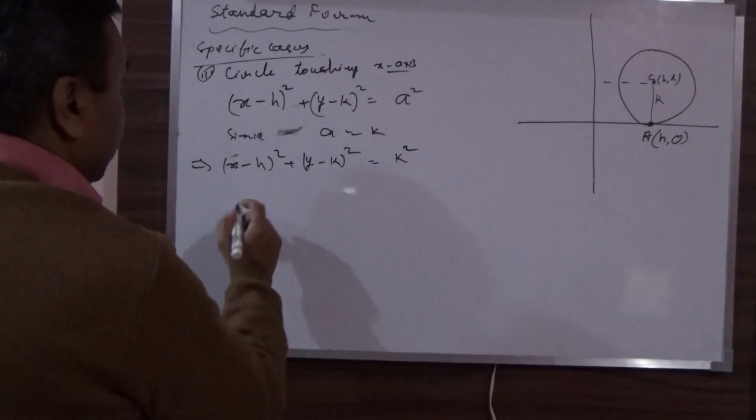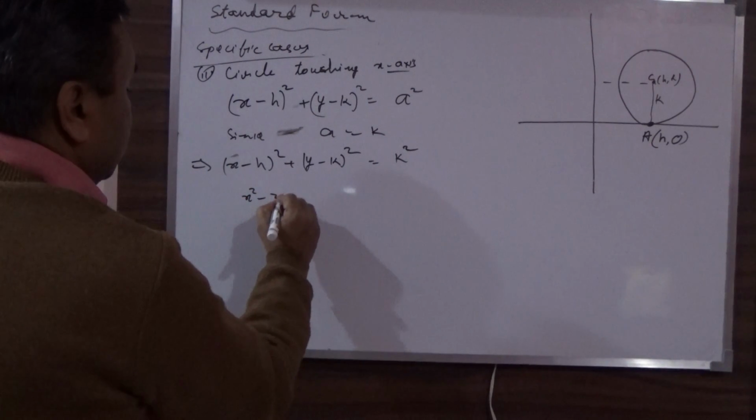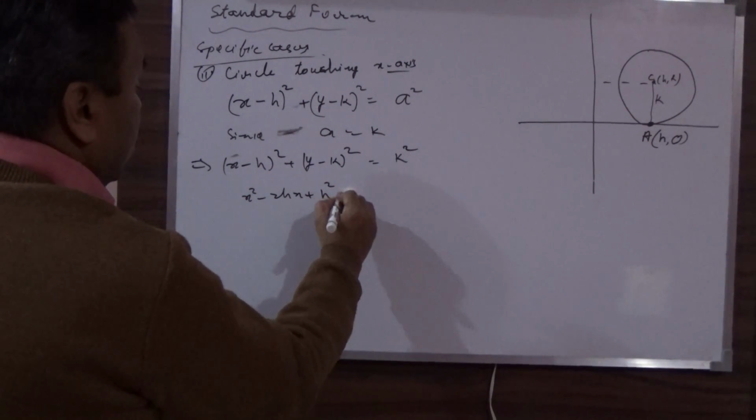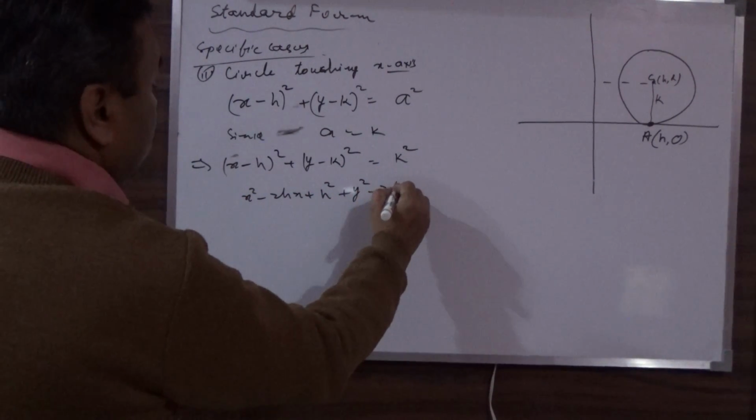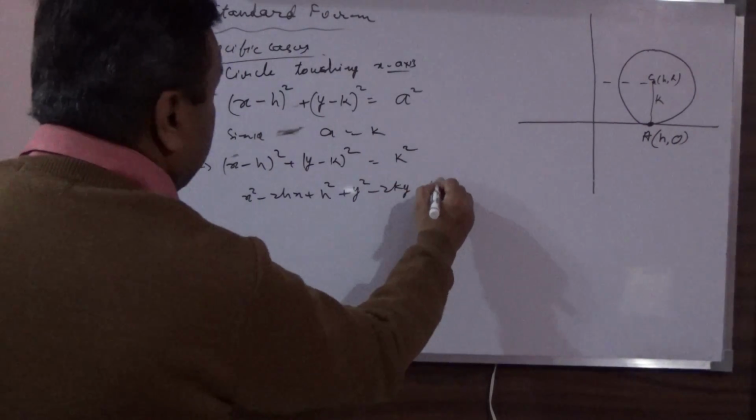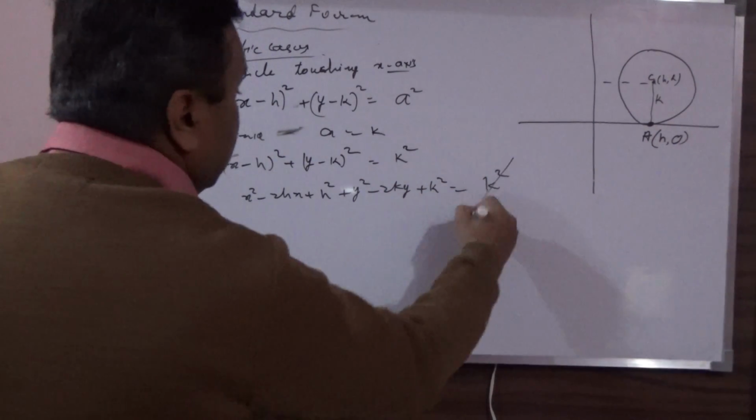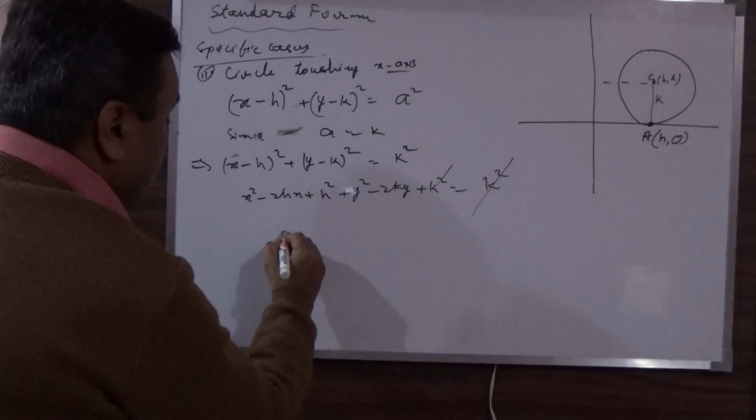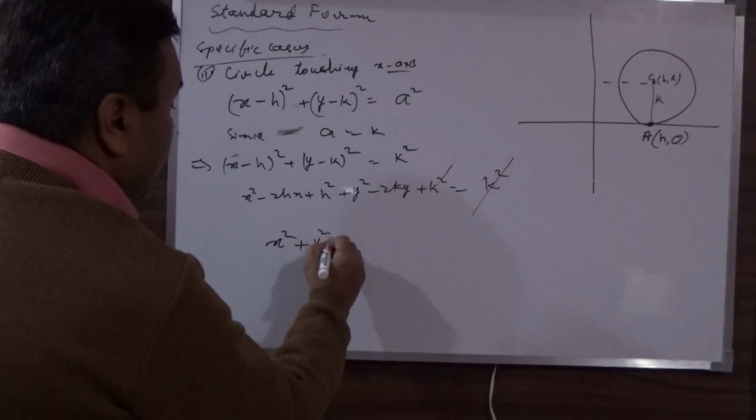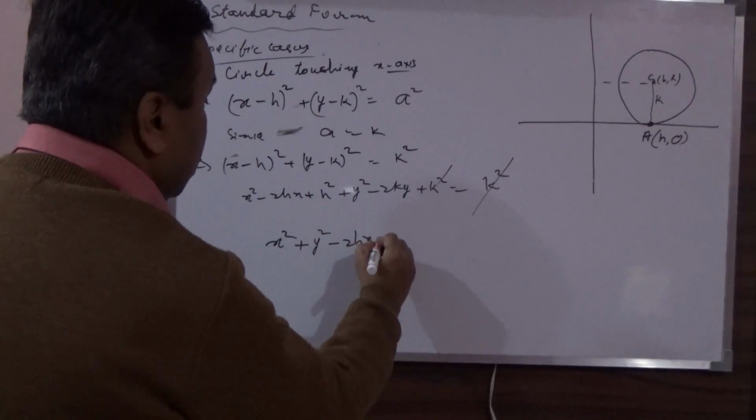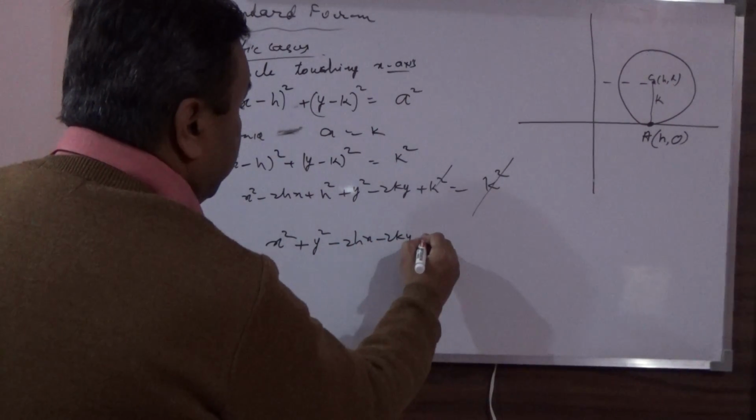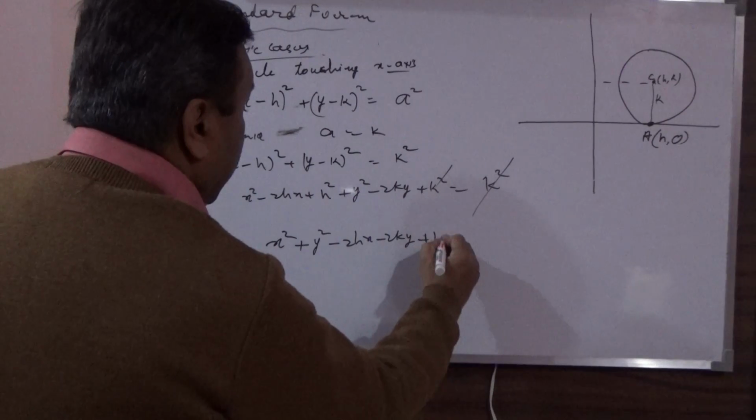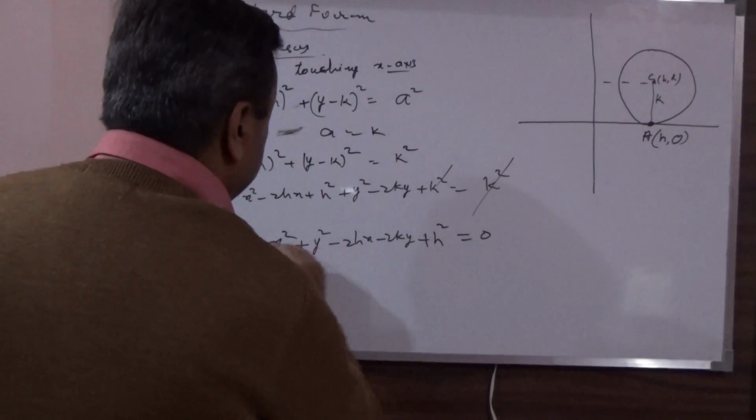I will just open it. So it will be x square minus 2hx plus h square plus y square minus 2ky plus k square is equal to k square. This k square will be cancelled out, and your final equation becomes x square plus y square minus 2hx minus 2ky plus h square is equal to 0.